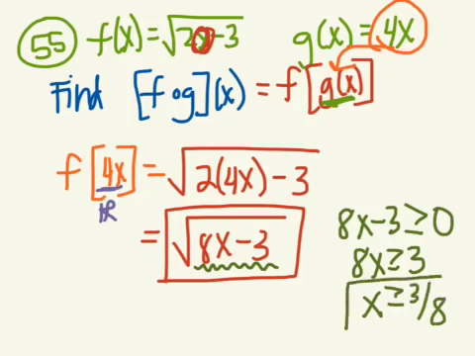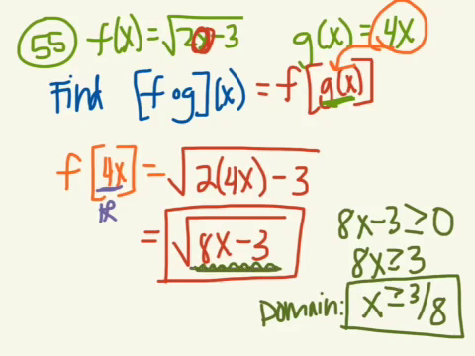So that's your domain. Now what that means is any number that you pick that's bigger than or equal to 3/8 will give you a real number. So if I pick something like 4, plug it in, I'm assured to get a real number. If I pick something like -2, -2 would cause us to have a non-real answer here, which is something that we're trying to avoid. That's it.